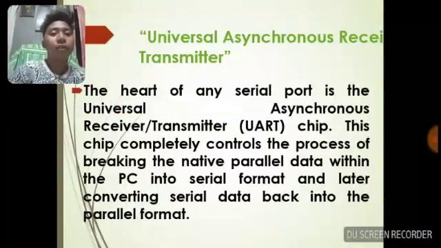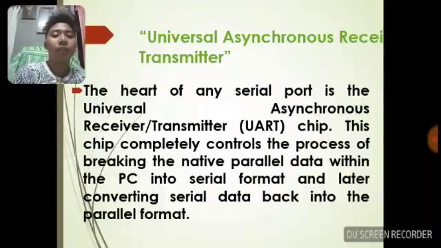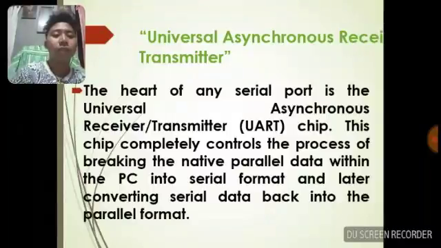Universal asynchronous receiver transmitter. The heart of any serial port is the universal asynchronous receiver transmitter or UART chip. These chips completely control the process of breaking the native parallel data within the PC into serial format and later converting serial data back into the parallel format.